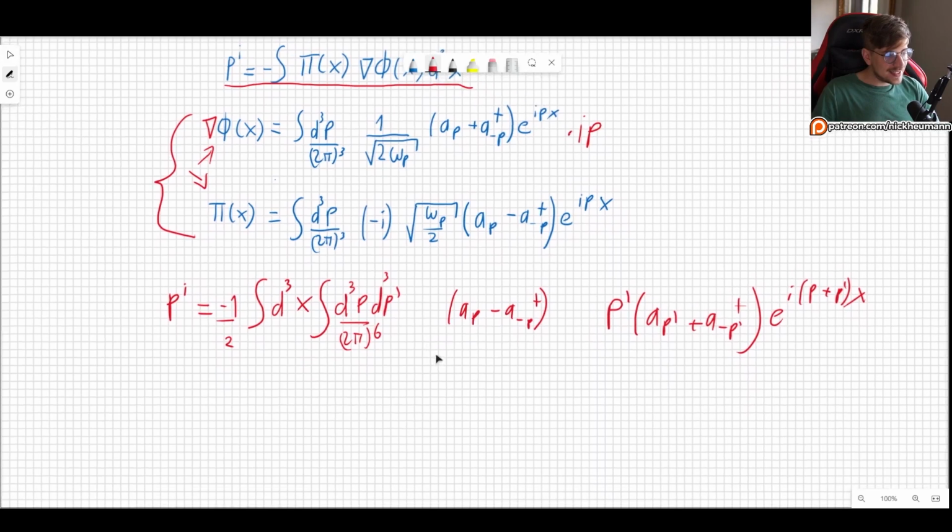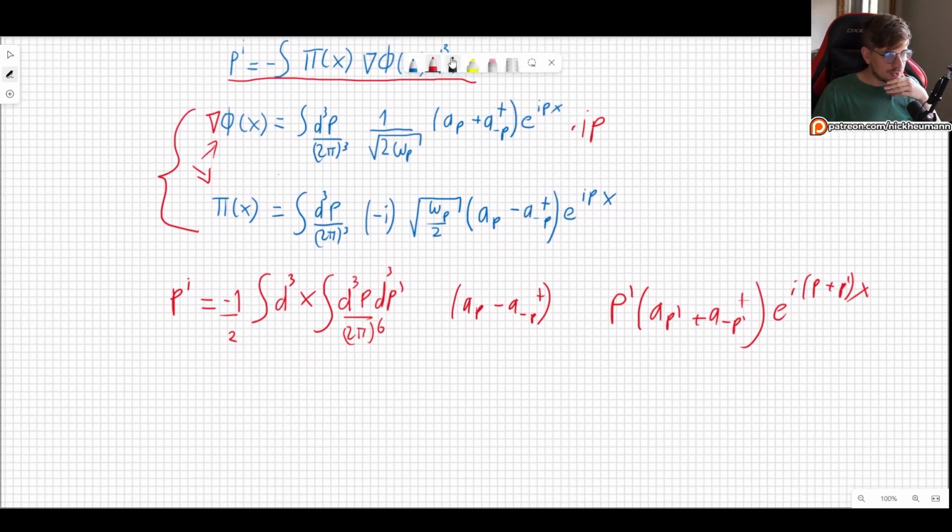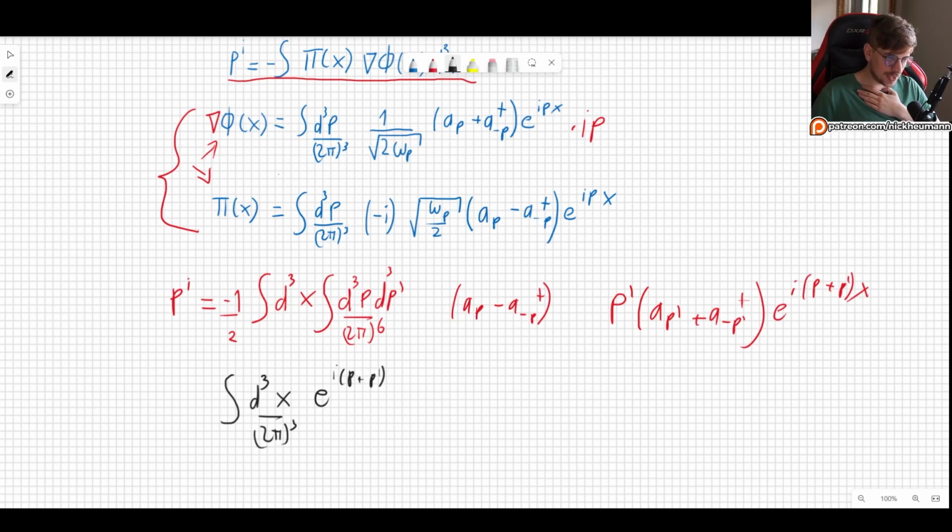Okay, and now look at what we have here, because this is something that will happen very often in quantum field theory, so you should know what I'm doing now. In fact, we have already used it quite a few times before. So we know that the integral d^3x over 2π cubed times e^{i(p+p')x} is simply the definition of the Dirac delta of p plus p prime. Okay, this is very, very common.